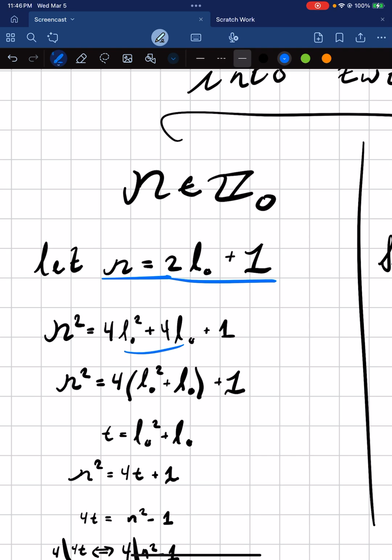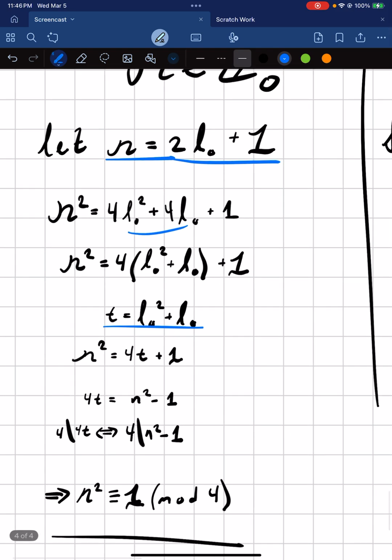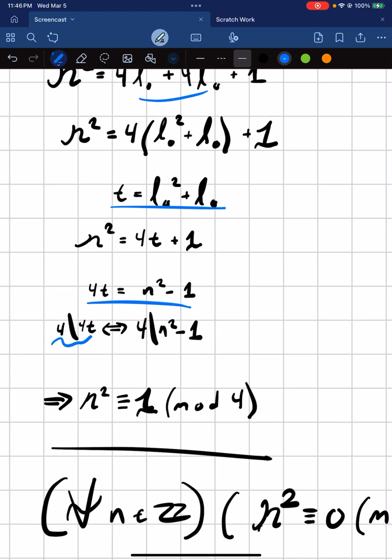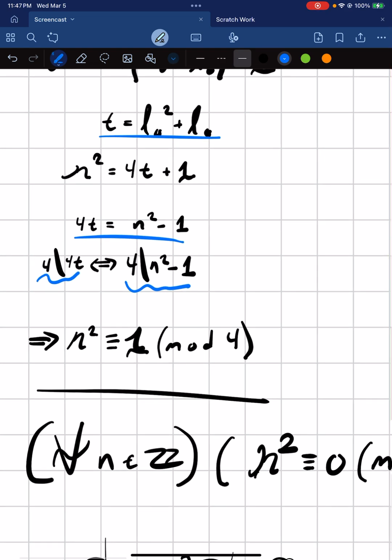Let's now set an arbitrary integer t equal to l_0 squared plus l_0. This means that we can say n squared equals 4t plus 1. And from this, we can say that 4t equals n squared minus 1. Because of this, we can see that 4 divides 4t, and therefore 4 divides n squared minus 1. This means, through the definition of modulus, n squared is congruent to 1 mod 4.